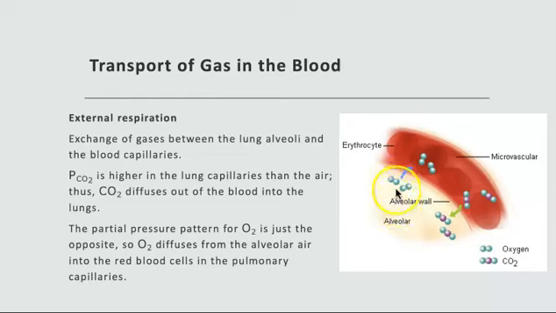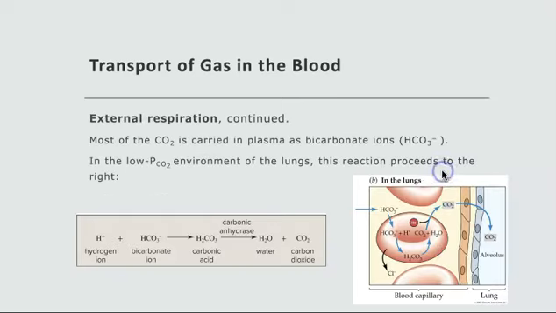We see the opposite effect here with oxygen. So we see the partial pressure of oxygen higher in the alveolus than within our capillary. So oxygen is going to diffuse into our red blood cells within our pulmonary capillaries here.